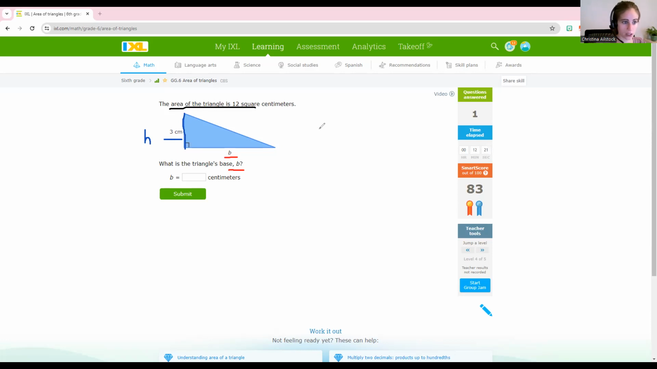We're finding the area of a triangle, so we need area equals 1/2 base times height. Then you identify the information that you have. So we've underlined that we have the area, we have the height, and we're trying to find the base. Now we're going to substitute, plug all of that in. This time we know what the area is.